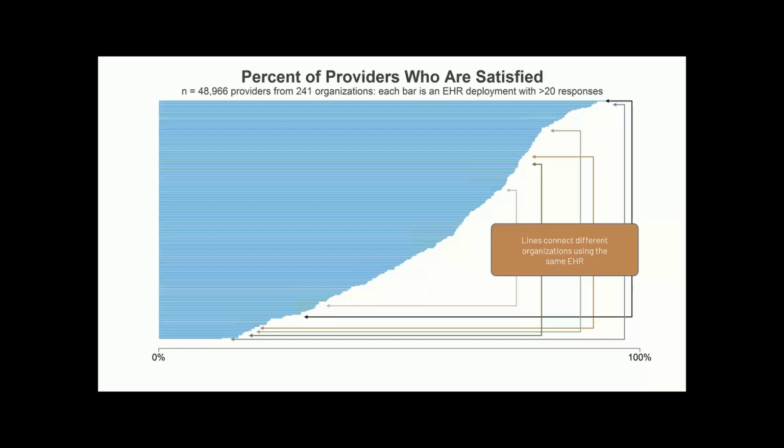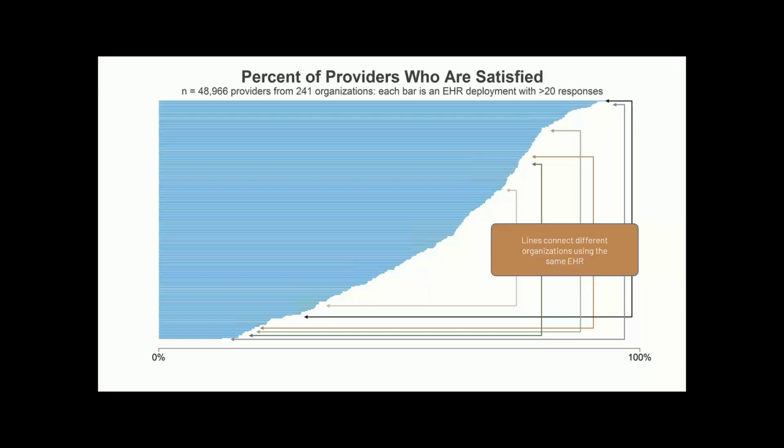And then the second line and the third line. So here's my point. What is the point of this slide, if you think about it? What is the point of this data? Here's the main point. The variation has very little to do with which EHR you buy.